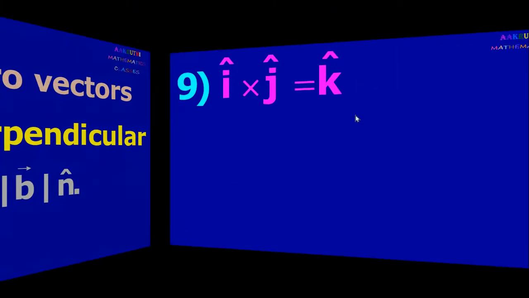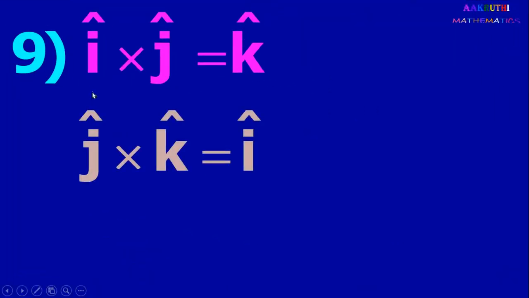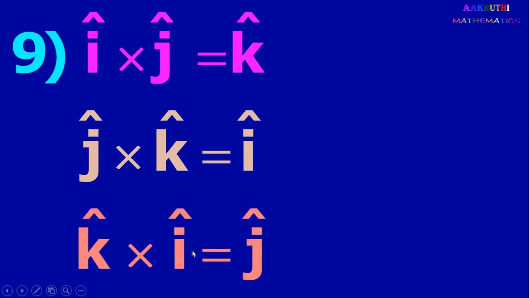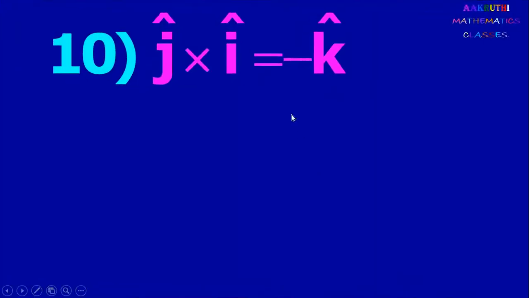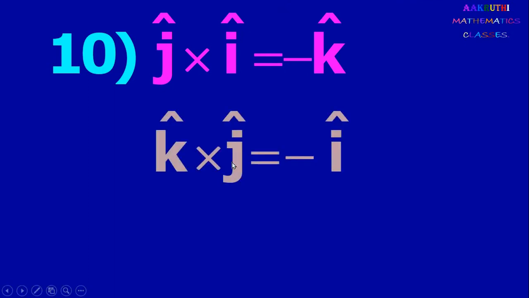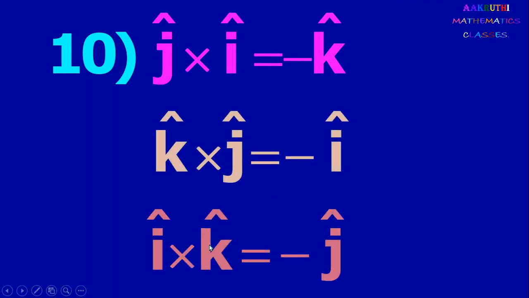So we can write i cross j equal to k, j cross k equal to i, and k cross i equal to j. All these cross products are in cyclic order. So that is, we consider cyclic order: i cross j equal to k, j cross k equal to i, and k cross i equal to j. But if you take in reverse order, it will be negative. That is, j cross i equal to minus k, k cross j equal to minus i, and i cross k equal to minus j.